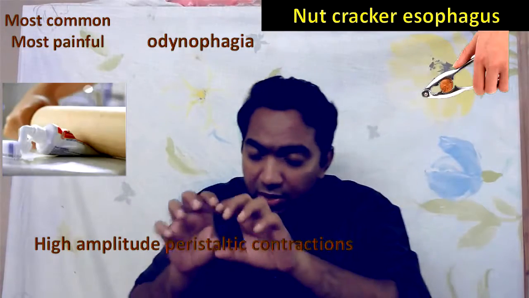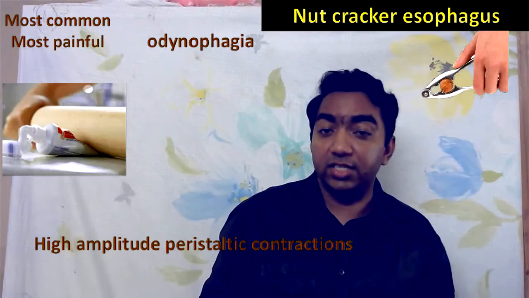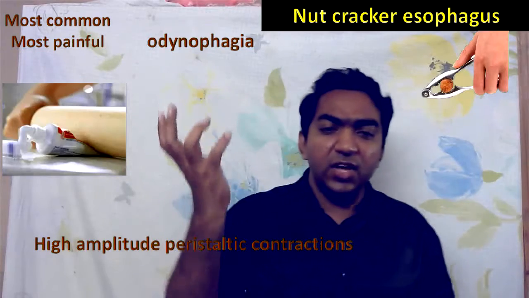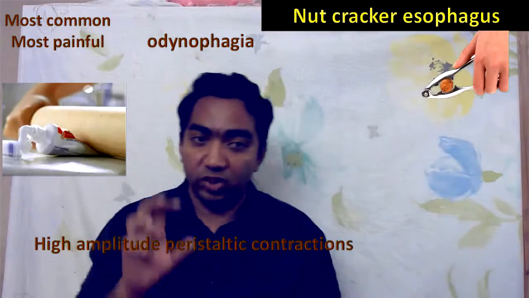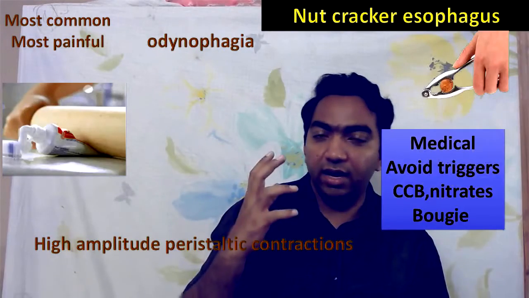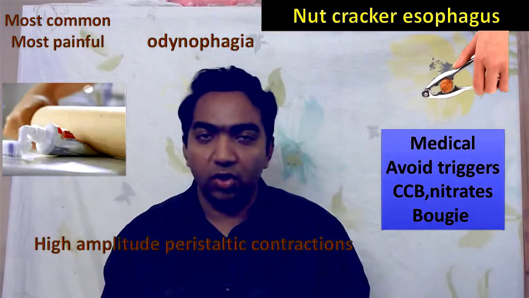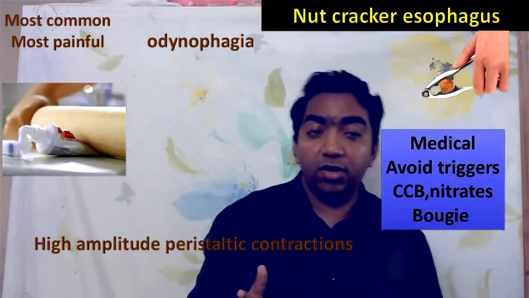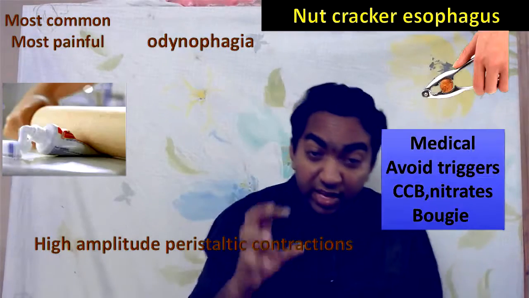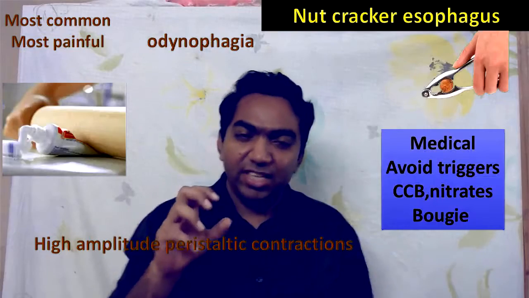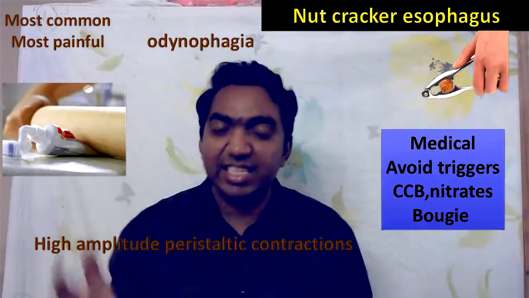The contraction is normal. The chronicity and progression of the contraction is normal, but the amplitude of the contraction is very high. That is seen in Nutcracker esophagus. The primary management of Nutcracker esophagus is medical, to avoid triggers. The increased contraction of the esophagus is normally stimulated by caffeine, hot or cold foods. So, along with avoiding the triggers, calcium channel blockers and nitrates are the medical management. In conservative management, we can also use bougie dilatation in case of strictures, or if the dysphagia is progressive. The surgical management has a lesser role in Nutcracker esophagus.